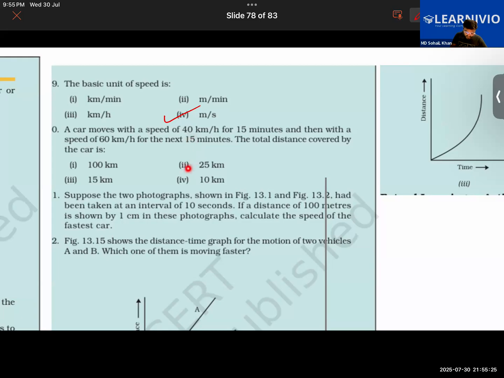Some of you who are saying 100 kilometers are simply adding 40 and 60. But that is speed now, and we have to find distance. What have you been asked? You have been asked about the total distance covered by the car. So how can you simply add the speed? 100 kilometers is clearly not the answer.